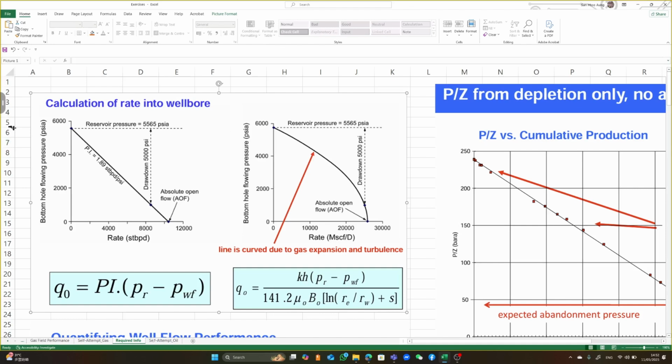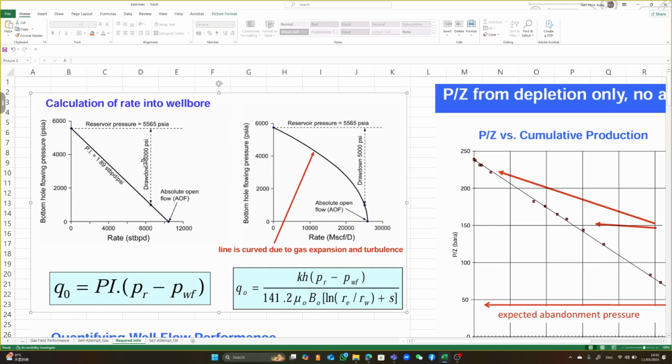So as we produce over days, months, and years, reservoir pressure starts to decrease, and that also applies to the bottom hole flowing pressure. The bottom hole flowing pressure will also decrease with time, and with that we will have a rate production profile. And then there we have two scenarios.